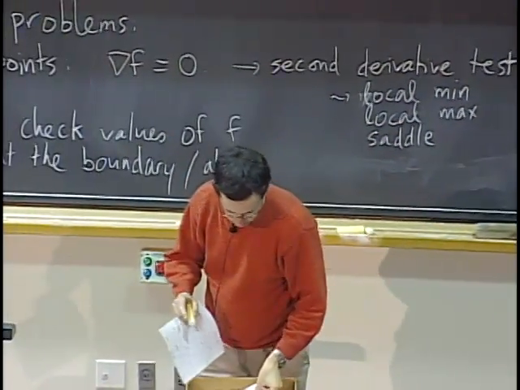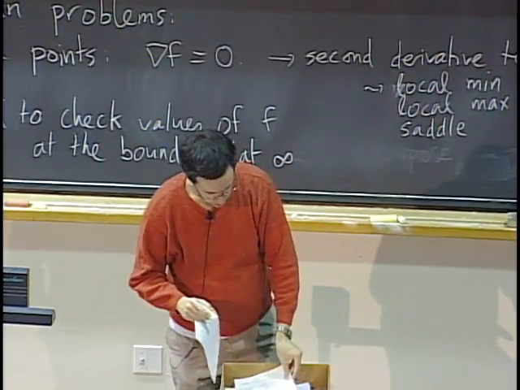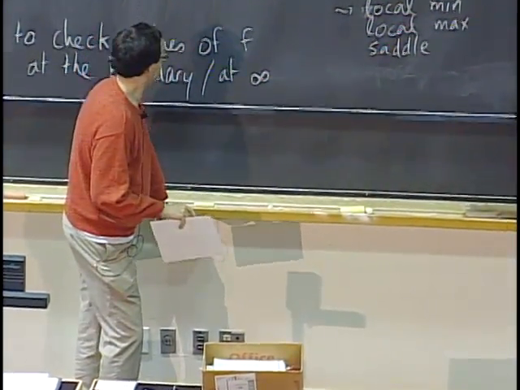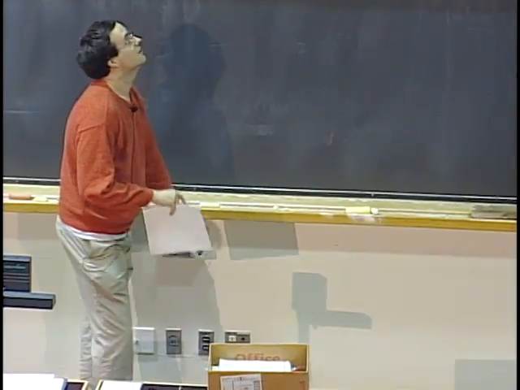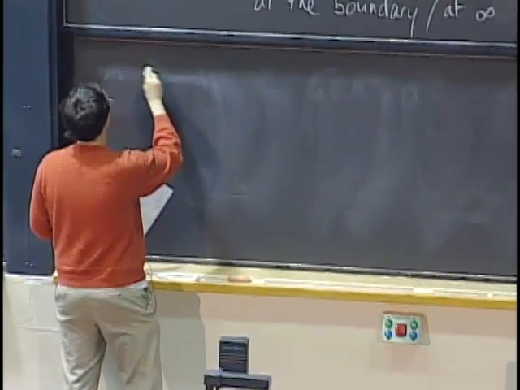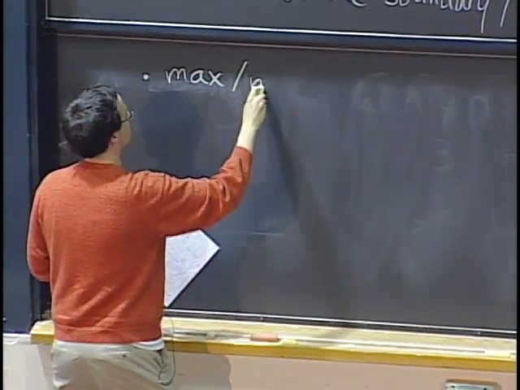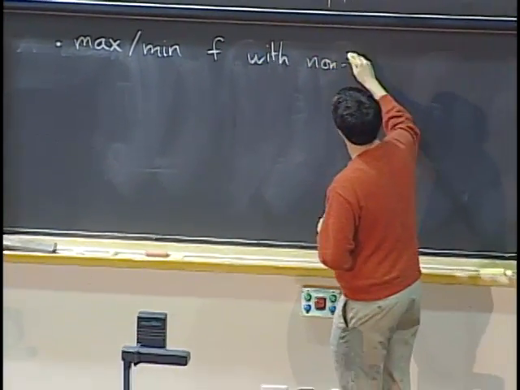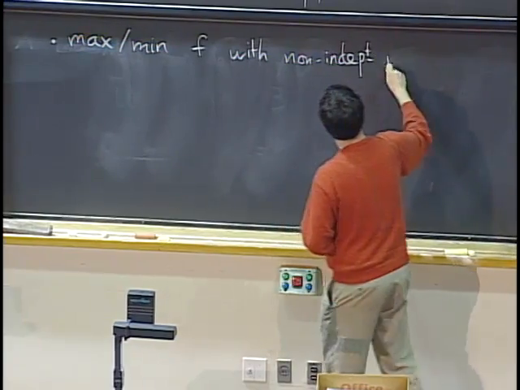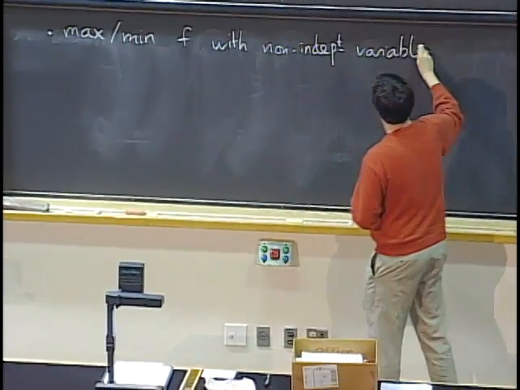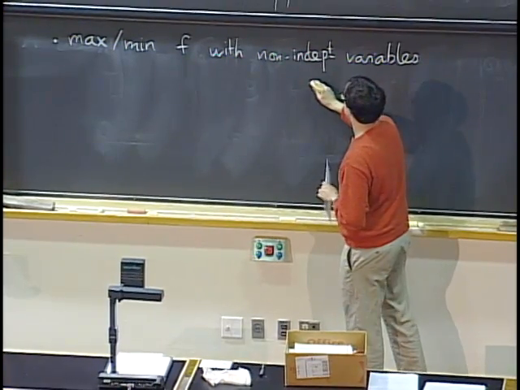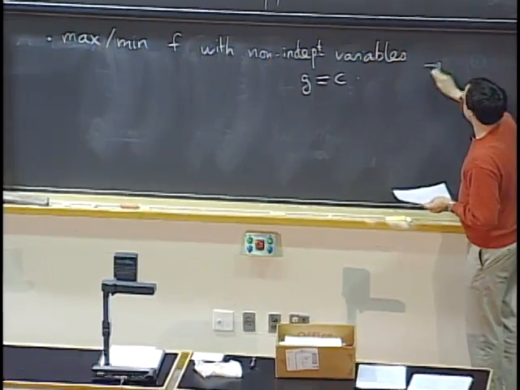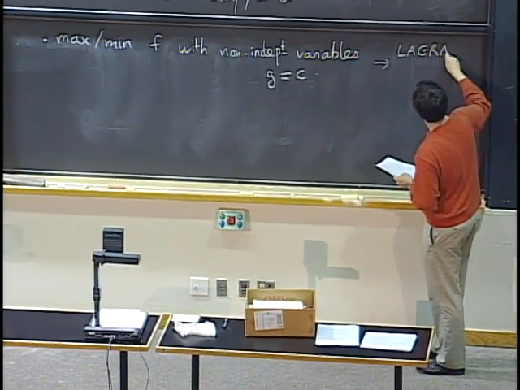And well, in the last 3 minutes, I will just write down a couple more things we've seen there. So how to do max-min problems with non-independent variables. So if your variables are related by some condition, g equals some constant. Then we've seen the method of Lagrange multipliers.